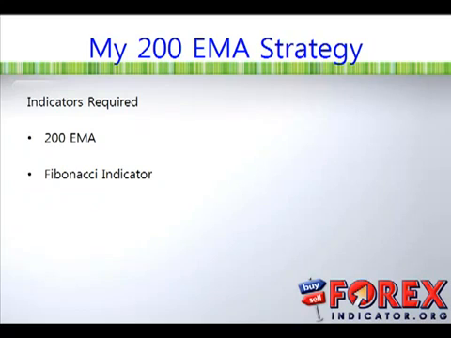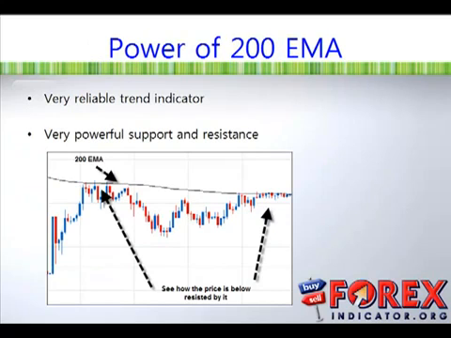This is known as the 200 EMA strategy, and the only indicator required is the 200 EMA, the exponential moving average. You just plot one 200 exponential moving average, and a Fibonacci indicator. This 200 EMA was in fact voted the best Forex indicator in a trading magazine by traders. The reason why it works is that it serves as a very good, very reliable trend indicator, and it serves as a very strong support and resistance.